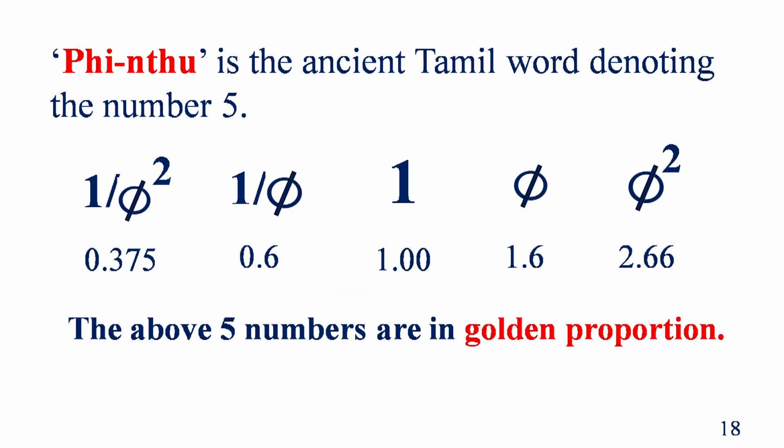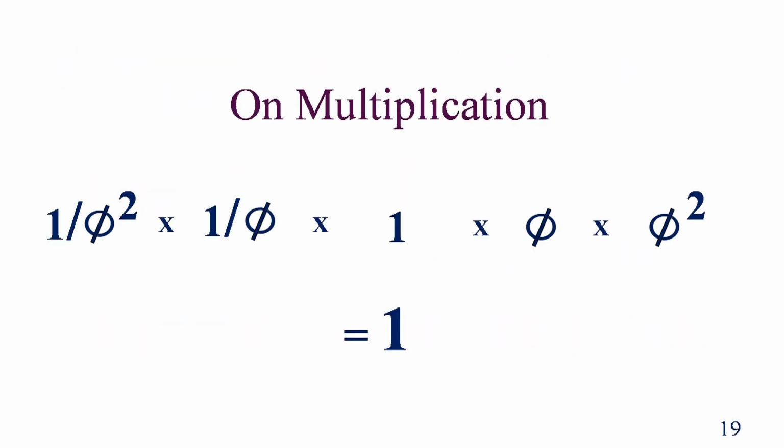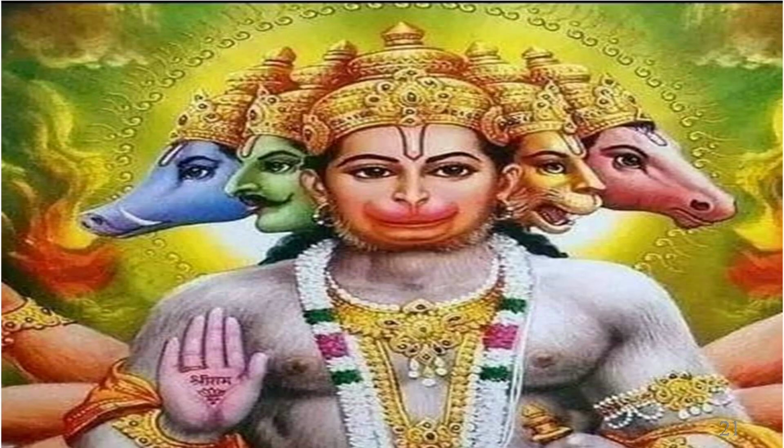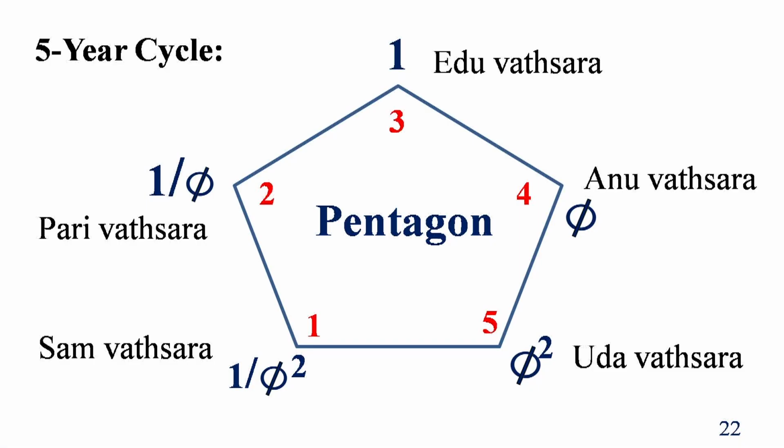Paindu is the ancient Tamil word denoting the number 5. Consider the 5 numbers in golden proportion. On multiplication, it gives the number 1. The discrete time units are normally distributed. This is the pictorial representation of 5 discrete time units. The pentagon refers to 5-year cycle.